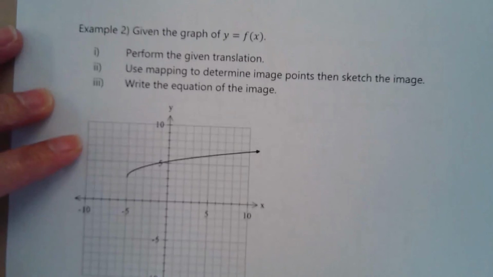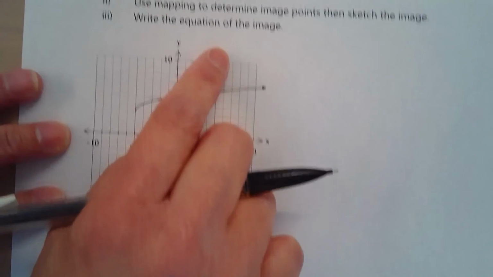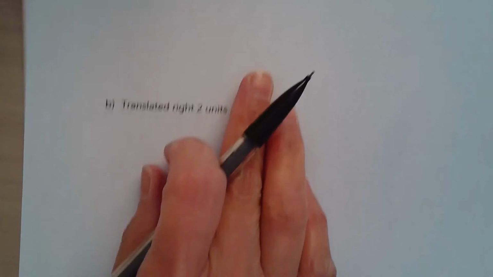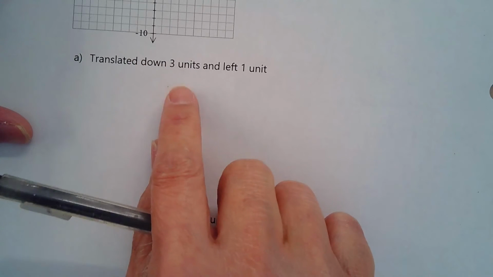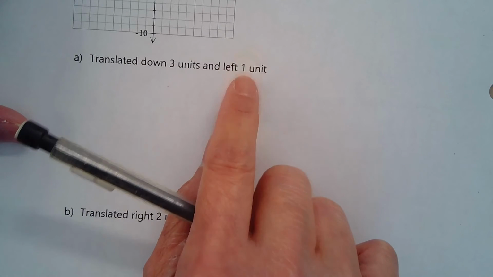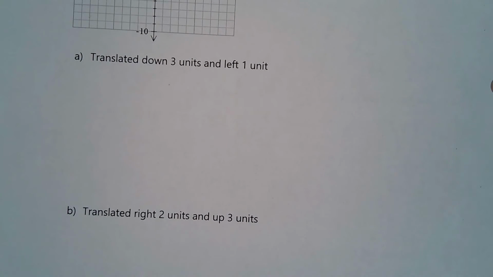Let's try one more example. Now this one here, example number 2, is a totally different function. It's a different function, different picture. What we're going to do is this has both a vertical translation and a horizontal translation. This is where we're going to see both of them happening at once.